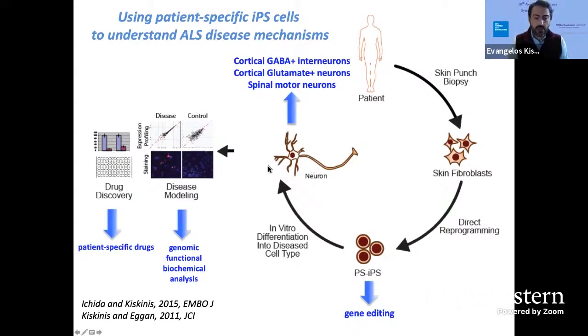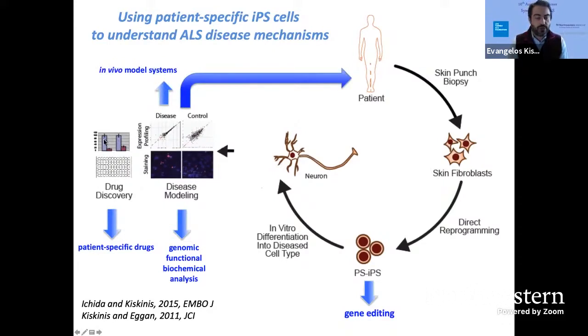And once we have these cells in culture, we employ a range of genomic, functional, and biochemical analyses, comparing them to controls to identify pathways that become defective. We can apply patient-specific drugs. And eventually, we always want to do two things. We want to assess the relevance of our findings in the culture dish by using in vivo model systems. In the past, we've used flies. We're going to talk about some exciting worm models today. And we also eventually want to apply what we learned back to the patients, either by looking at postmortem tissue or other approaches.